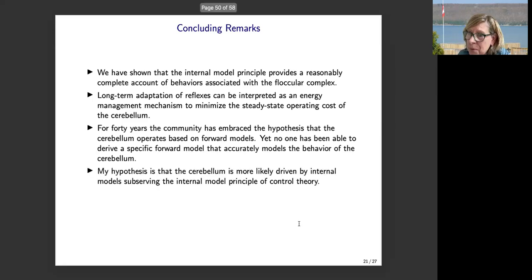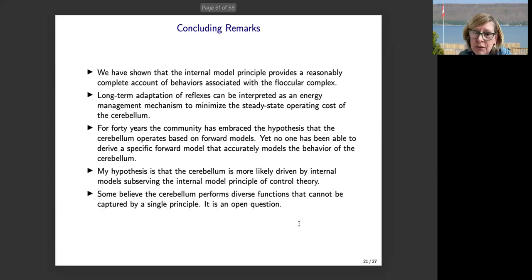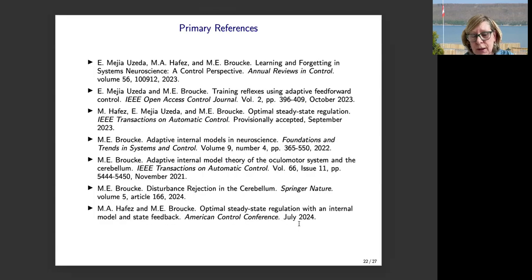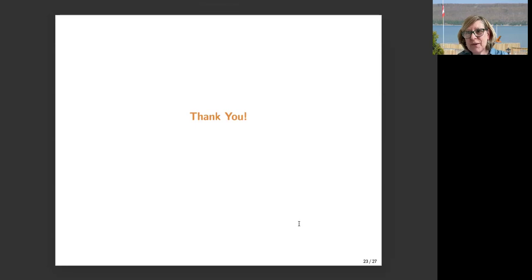And so what I want to put forward as a provocative proposal is the hypothesis that the cerebellum is more likely driven by internal models subserving the internal model principle of control theory. Now, some people believe the cerebellum performs diverse functions that cannot be captured by a single principle. That may be, and it is an open question. These are the papers I've been talking about, and thank you for your time and your attention.